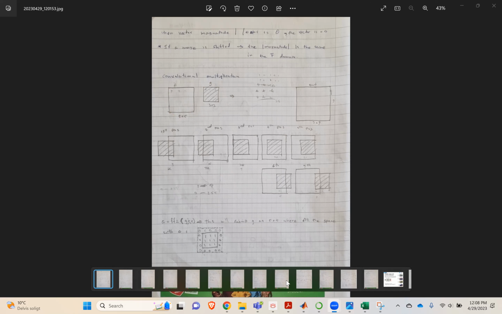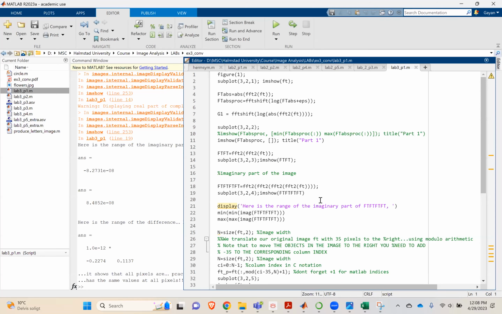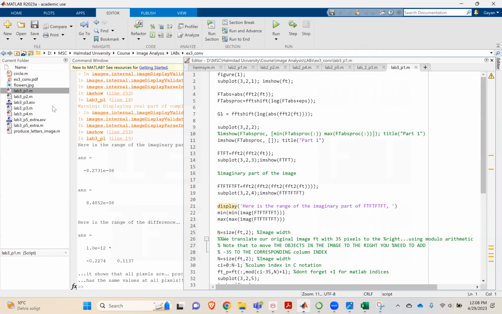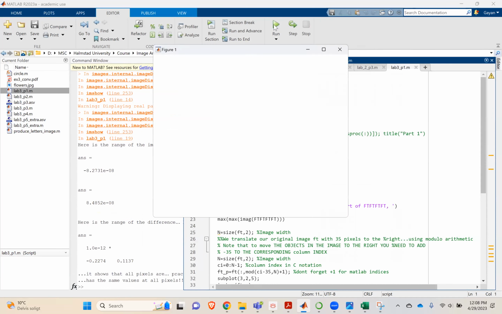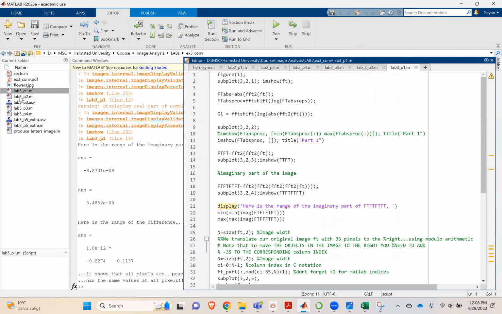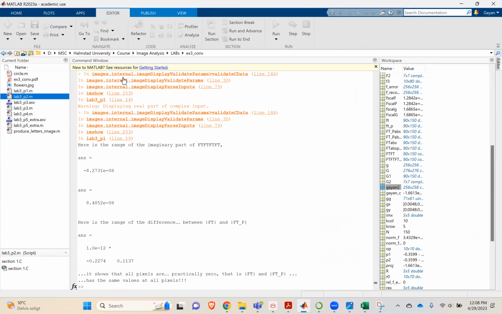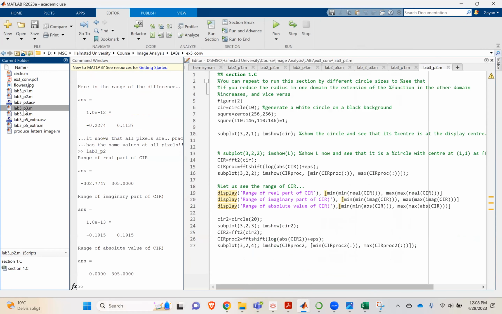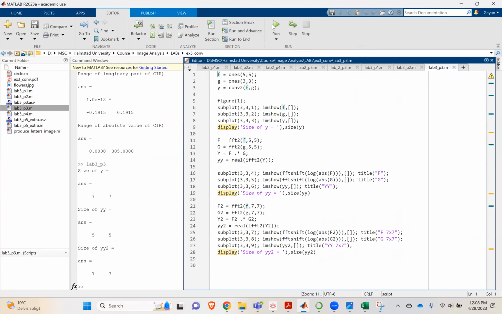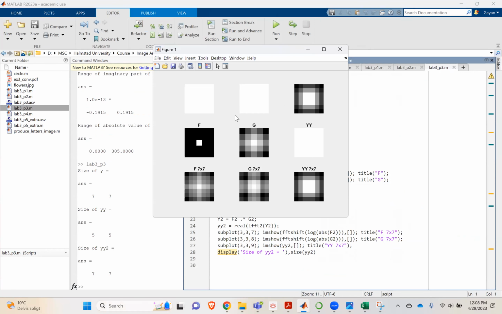We applied one filter. Which lab was that? Does anybody remember? I think this one. Part one. Maybe part 2. Let's see. This is, I will explain. The part 3. Okay, I believe this is the one.